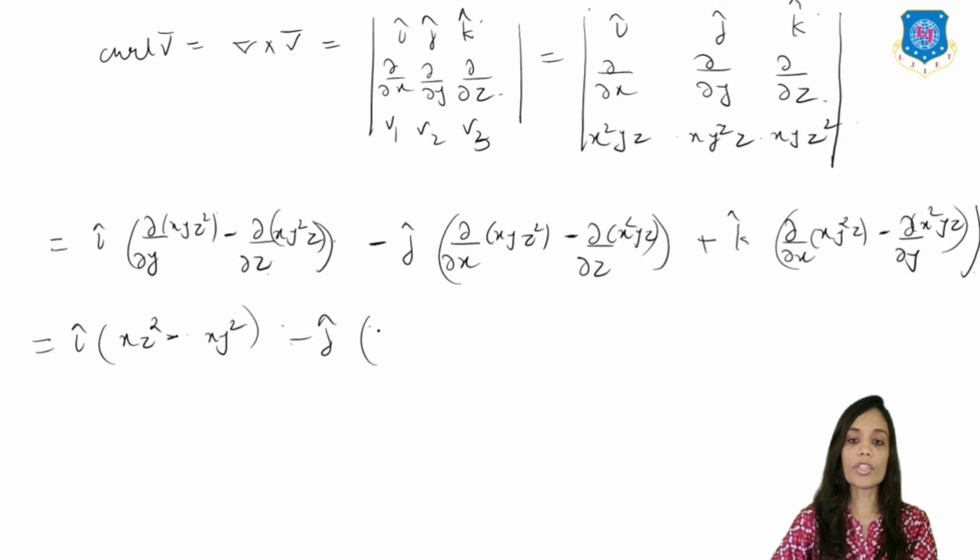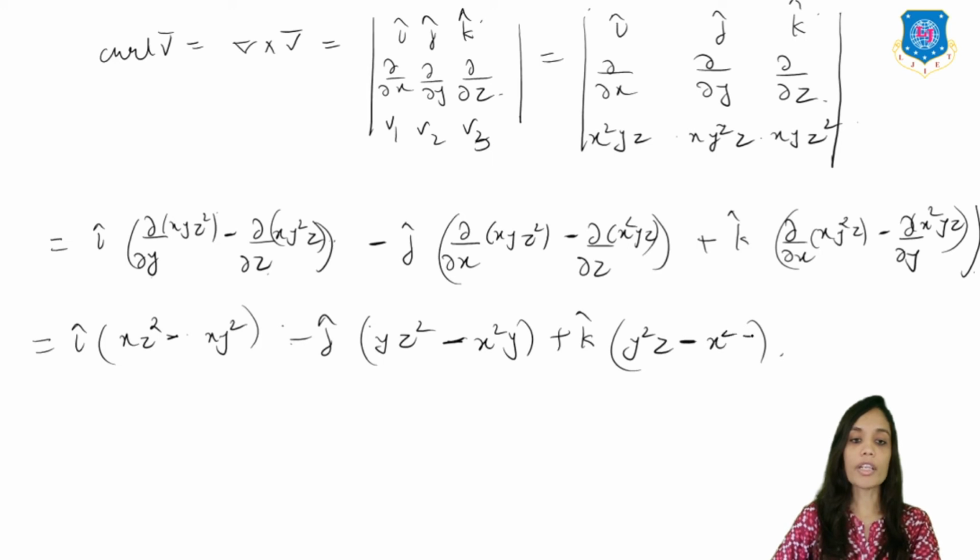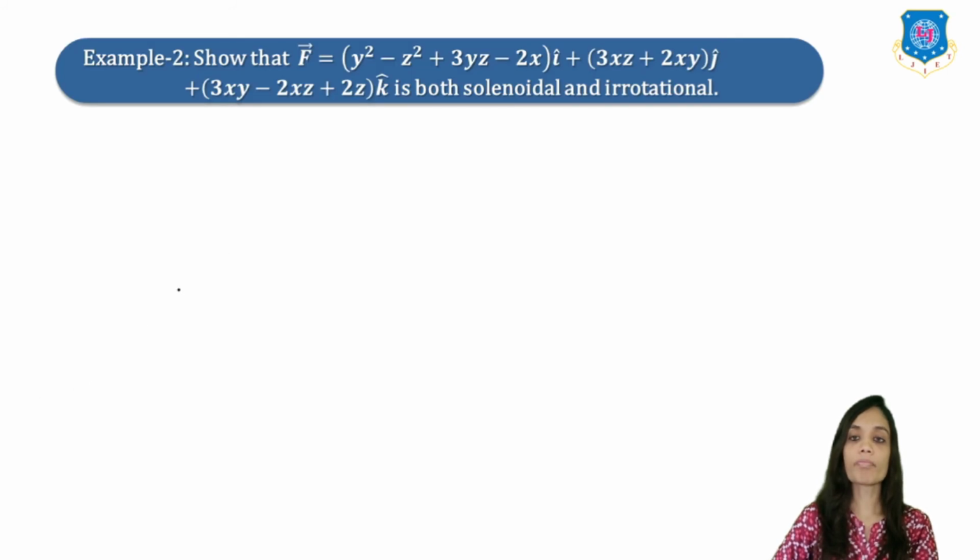Now solve again over here, it will be yz square minus x square y and plus k cap times. The last answer we have to derive by finding the derivatives over here. So it will be y square z minus x square z. So this is your answer of curl, right? So now let us go to the next example.